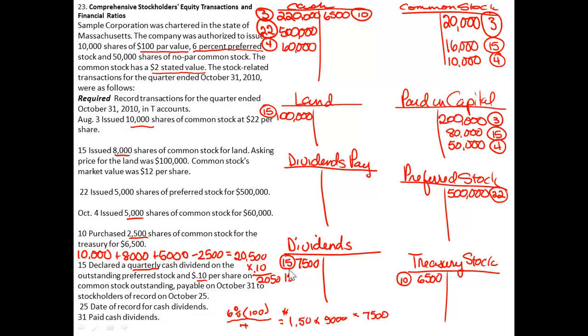we have common on the 15th of $2,050. So we're going to debit dividends or cash dividends, and we're going to credit dividends payable for the sum of those, $9,550, on the 15th of October. On the 25th of October is the date of record, and you remember there's no entry. And then on the 31st of October, when we pay the cash dividend, is when we'll debit dividends payable, $9,550, and credit cash for $9,550. So those are all the entries that happen to this business.